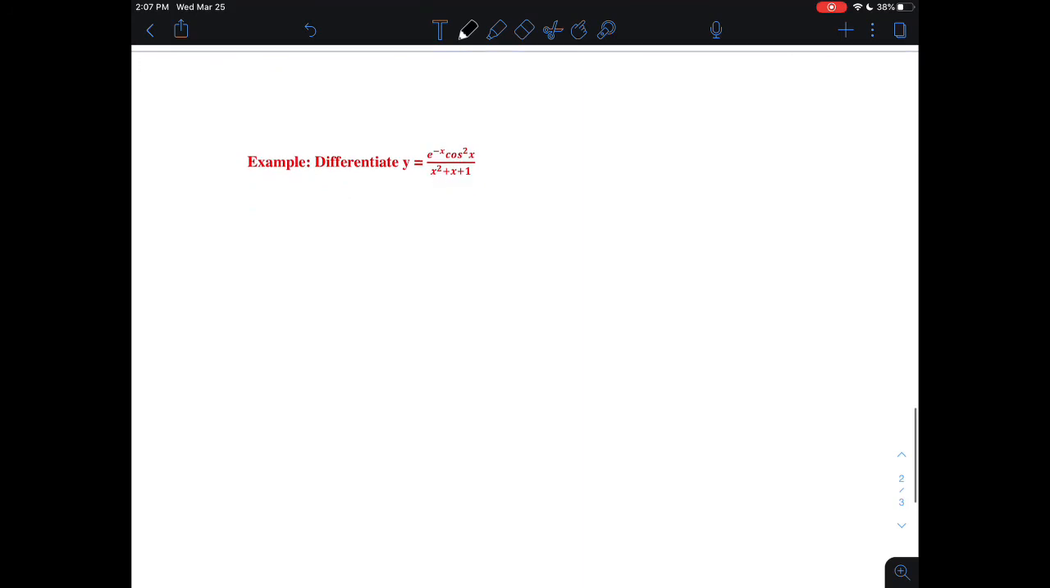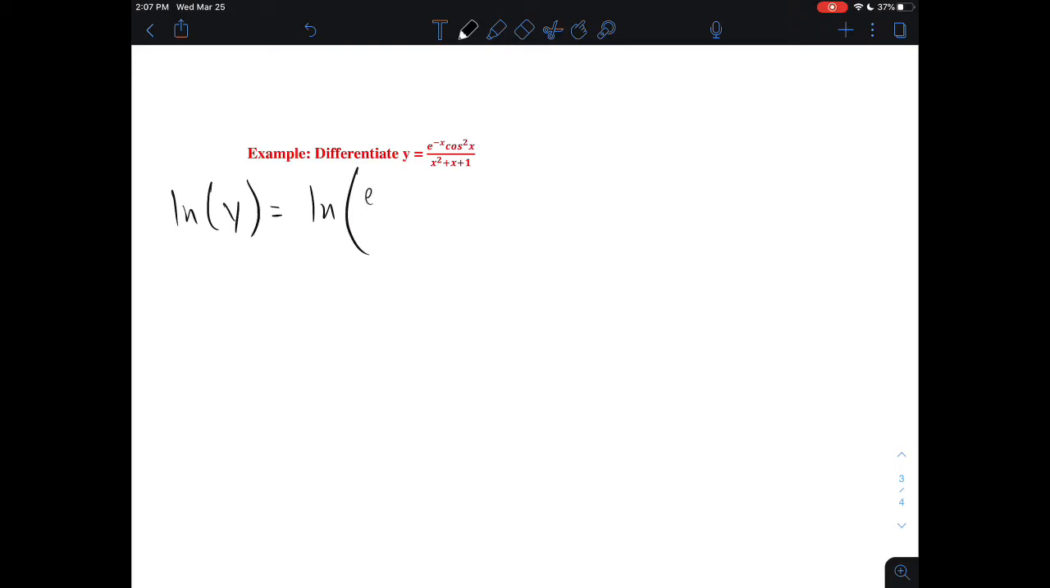All right, let's see one more example that we can use with this logarithmic differentiation. So here, this is a very complicated expression. And if we wanted to take the derivative of y with respect to x, we could use the quotient rule. So this is just really an alternative way of looking at this to see what we could get. So I'm going to write natural log of y equal to the natural log of the quotient e to the negative x cosine squared x divided by x squared plus x plus 1.